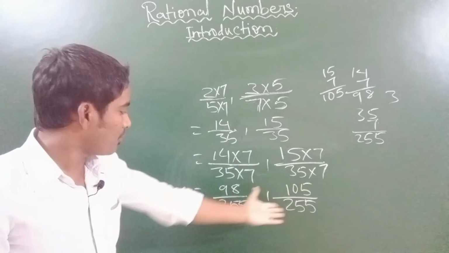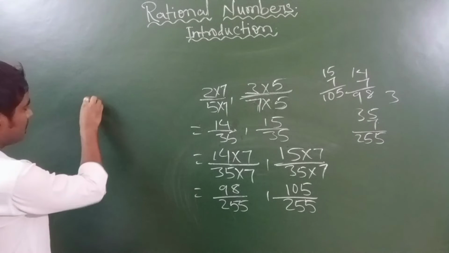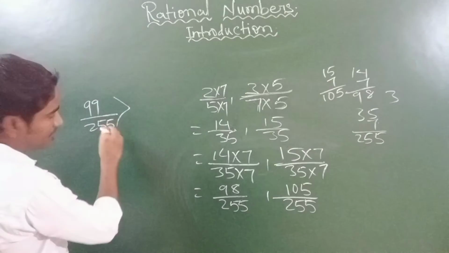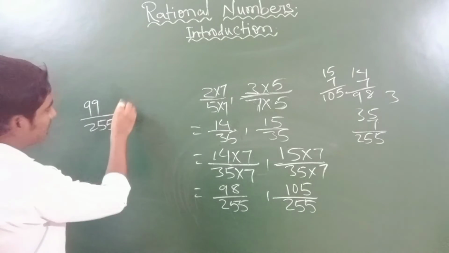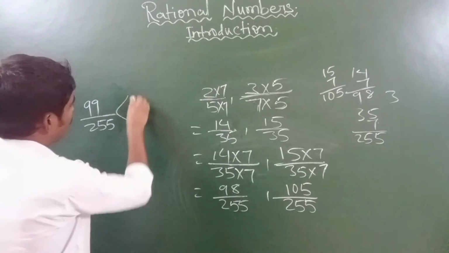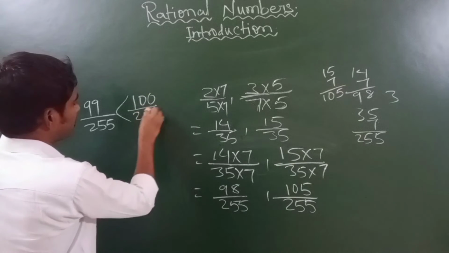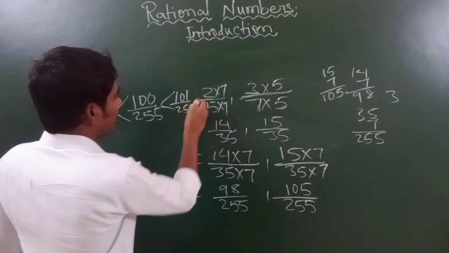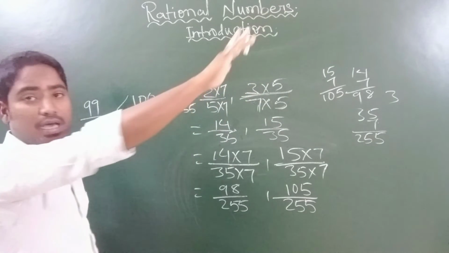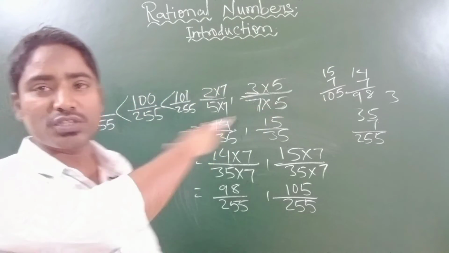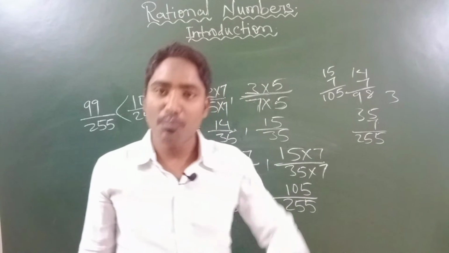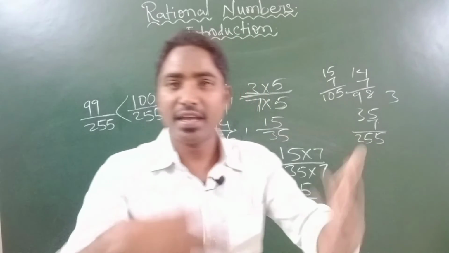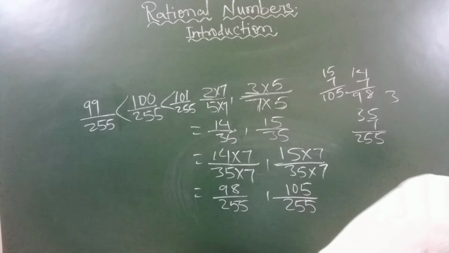So we are having how many rational numbers? 99 upon 245 will be greater than, will be smaller than 100 upon 245, will be smaller than 101 upon 245. Like this it will go on finding out the rational numbers. Okay, so this is the method of finding out the rational numbers. In more detail, students, I will let you know when I will start the exercise problems.